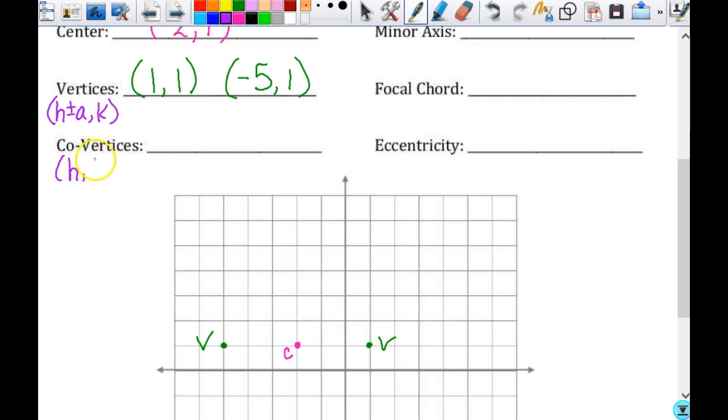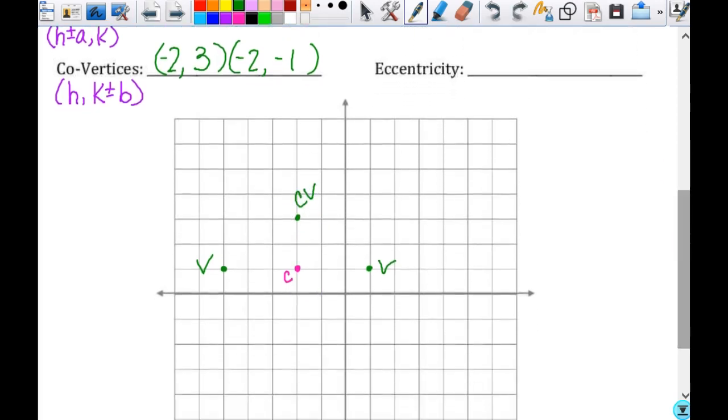h and then k plus or minus b, because I'm coming from here and going vertically, right? So the ordered pairs that I get, I know that my x value for both of them is going to be -2. So k was 1. If I add 2, I get 3. If I subtract 2, I get -1. So I go and plot that. -2, 3, and that's a co-vertex. -2, -1, and that's a co-vertex. Oh, I got 8 minutes. We all good so far?